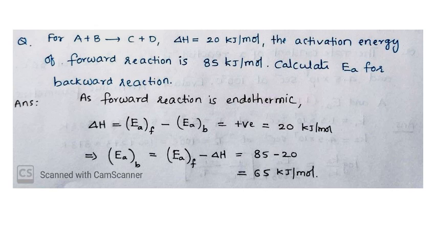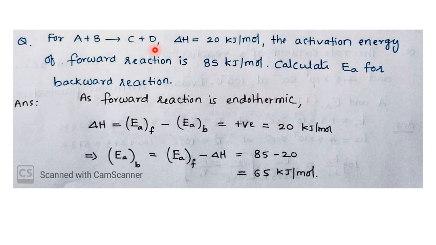Yes. Third problem. Check here. For A plus B gives rise to C plus D, delta H equal to 20 kilojoule per mole. The activation energy of a forward reaction is 85 kilojoule per mole. Calculate EA for backward reaction.